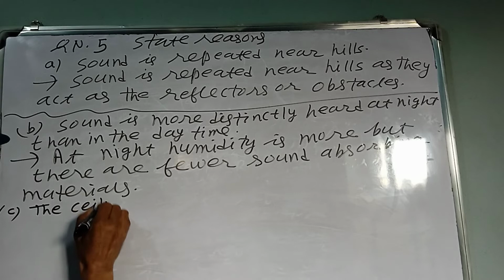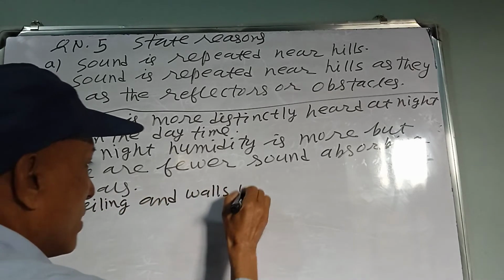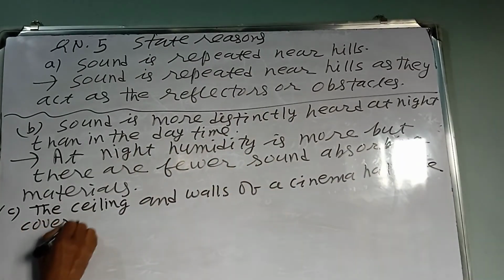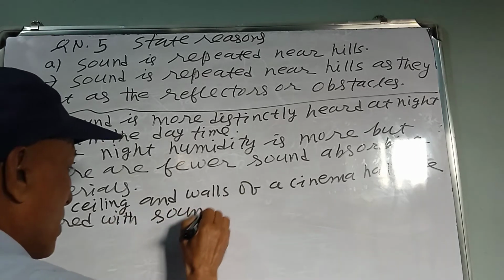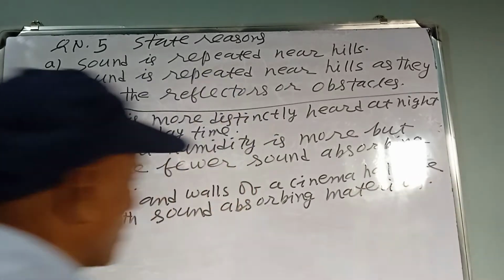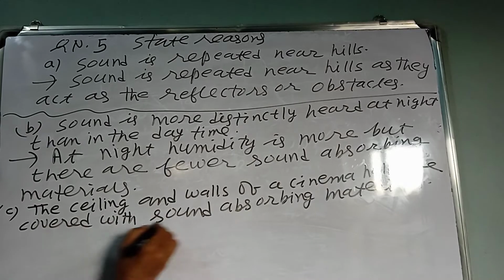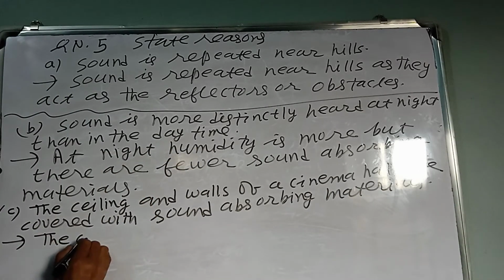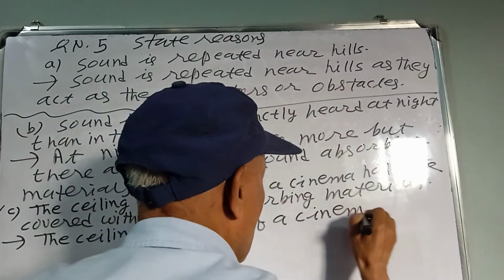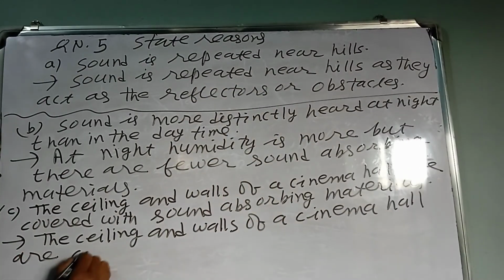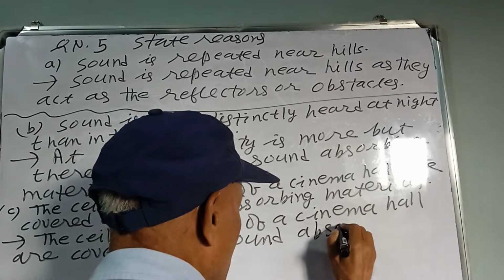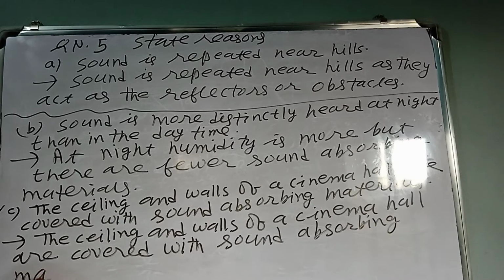C number, the ceiling and walls of a cinema hall are covered with sound absorbing materials. This is the question. The ceiling and walls of a cinema hall are covered with sound absorbing materials. The answer is this. The ceiling and walls of a cinema hall are covered with sound absorbing materials. Why?